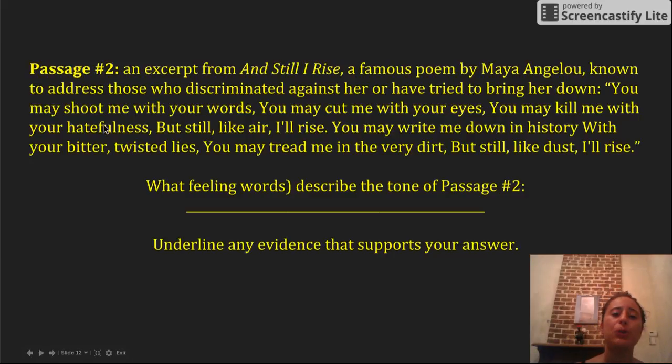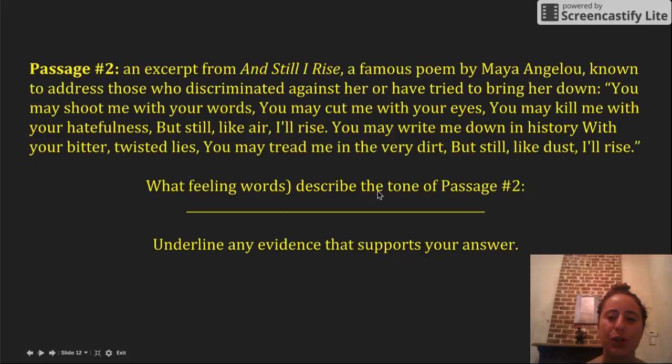You may shoot me with your words. You may cut me with your eyes. You may kill me with your hatefulness, but still, like air, I'll rise. You may write me down in history with your bitter, twisted lies. You may tread me in the very dirt, but still, like dust, I'll rise.